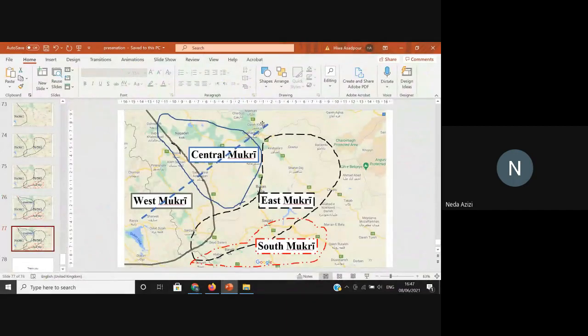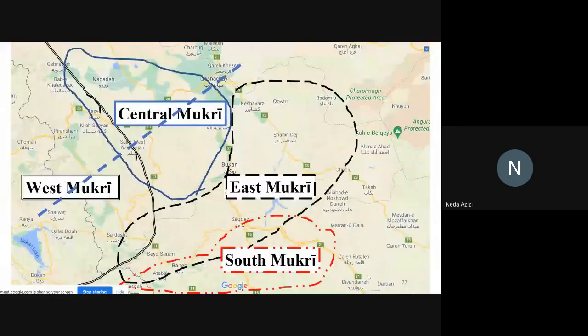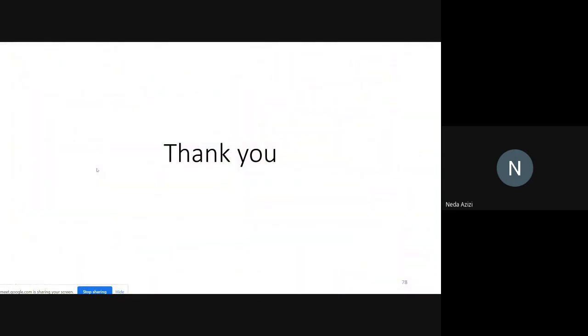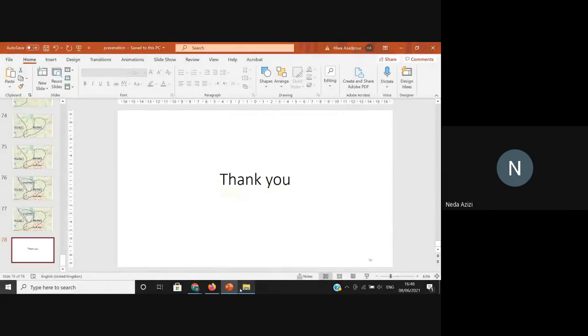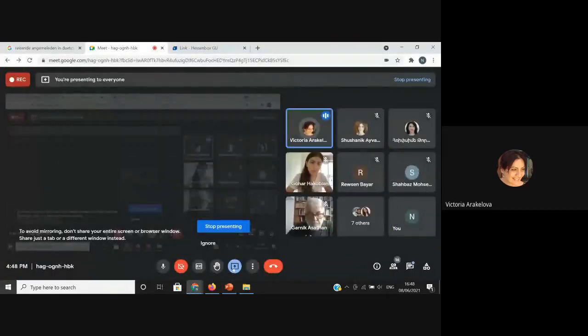And this is my last line of isogloss. So basically the bridge and the transition zone starts from here to the Badini of Nagadeh, Mukri, and the Northern Kurdish area. Yeah, thank you so much. Thank you so much, Hiwa.